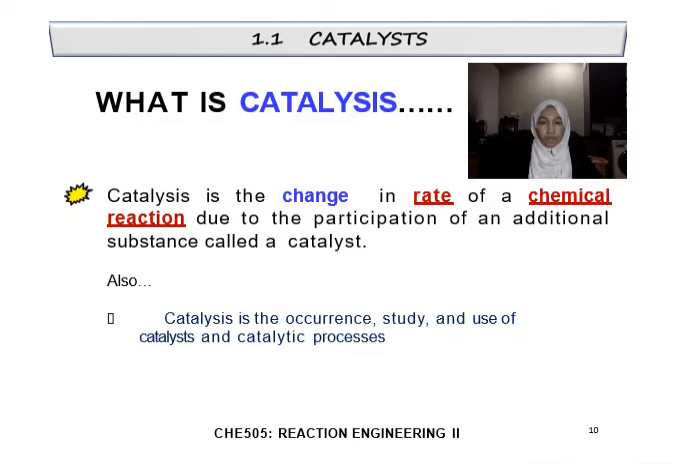This is more on the definition of catalysis. Basically, catalysis is the process to change the rate of a chemical reaction due to the participation of a catalyst. Another definition of catalysis is the occurrence, or the study and the use, of catalysts in catalytic processes.